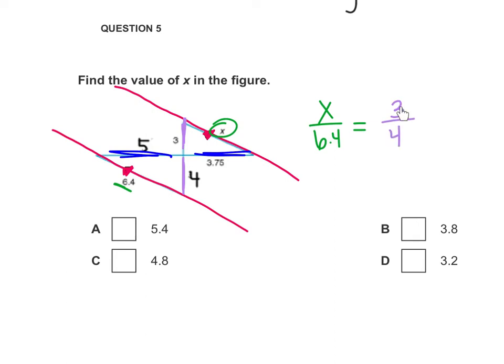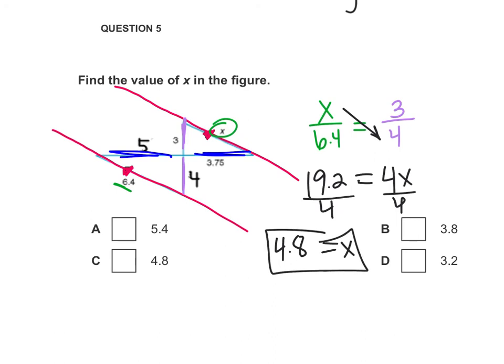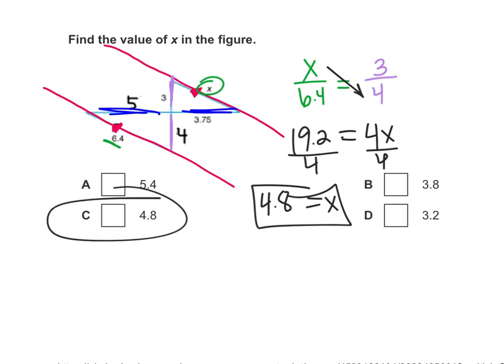So I started with a 3 on top because that comes from my smaller triangle where x is. So make sure when setting up your proportions, you have them in the correct order. So small triangle over a large triangle. Now that we're here, we just need to cross multiply again. 4x equals 19.2. Divide by 4, we have a value of 4.8, or C. So the biggest takeaway from 7.3 and similar triangles is to definitely set up your proportions correctly. Proportions are key.